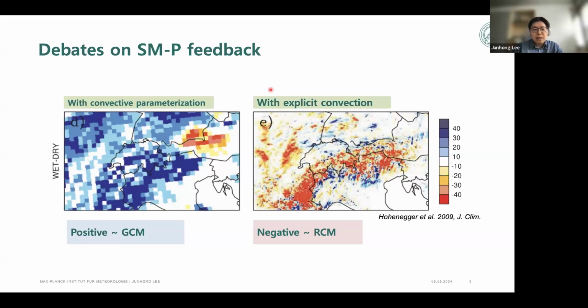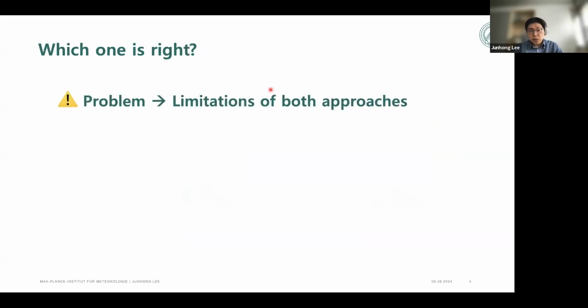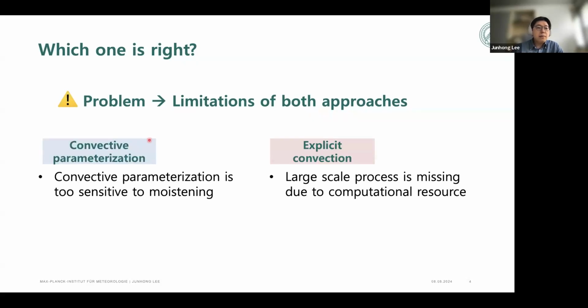Then naturally, the next question is, which one is really right? Actually, it's hard to tell because both approaches have their own limitations. For example, for simulation with convective parameterization, it is really well known that the convective parameterization is too sensitive to the surface moisture process compared to the other two, heating and circulation processes.